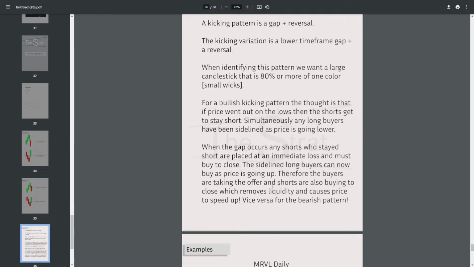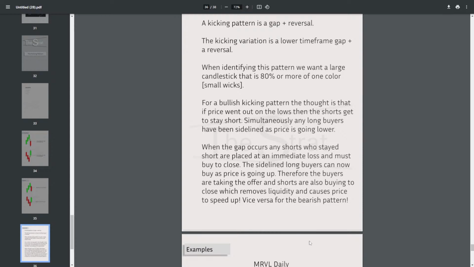So that occurs and they must buy to close. The sideline long buyers who couldn't buy before because the price was going down can now buy because price is now going to the upside. Therefore, the buyers are taking the offer and the shorts are also taking that offer and buying to close their positions, which removes liquidity and causes price to speed up.